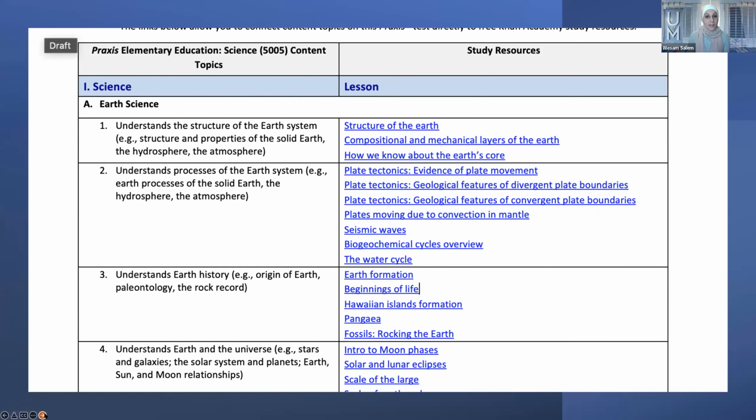If you don't have science textbooks, the ETS listed some lesson plans, and these are really good and targeted lesson plans that would help you go over the content under the earth science. So if you need help to understand the structure of the earth system, the properties of the solid earth, they have listed 3 lessons or sometimes 3 resources. Some of them may be a video or a YouTube video.